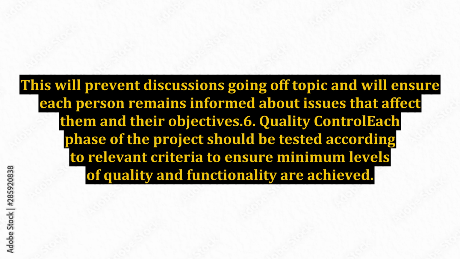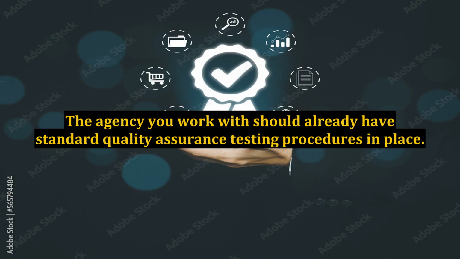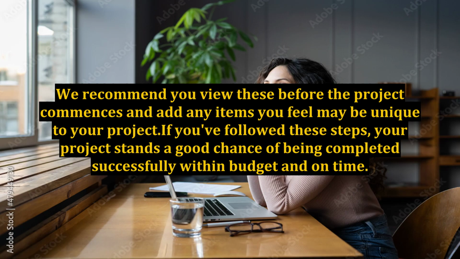Each phase of the project should be tested according to relevant criteria to ensure minimum levels of quality and functionality are achieved. Different sections of the project may be examined by different individuals. For instance, design elements may be examined and signed off by the design director, while functionality may be examined and signed off by the head developer. The agency you work with should already have standard quality assurance testing procedures in place. We recommend you view these before the project commences and add any items you feel may be unique to your project. If you followed these steps, your project stands a good chance of being completed successfully within budget and on time.